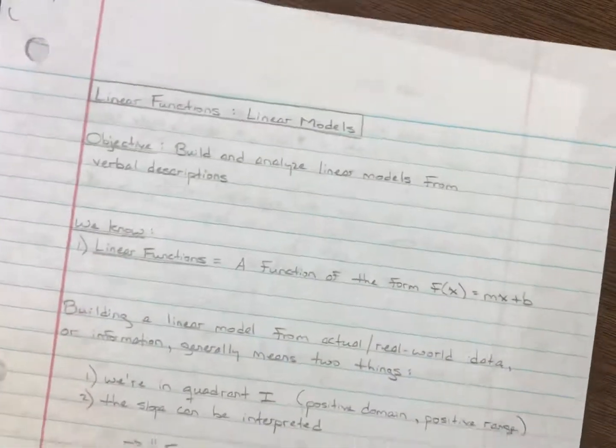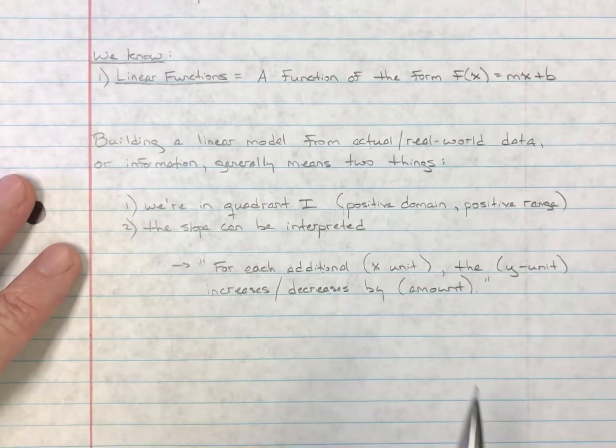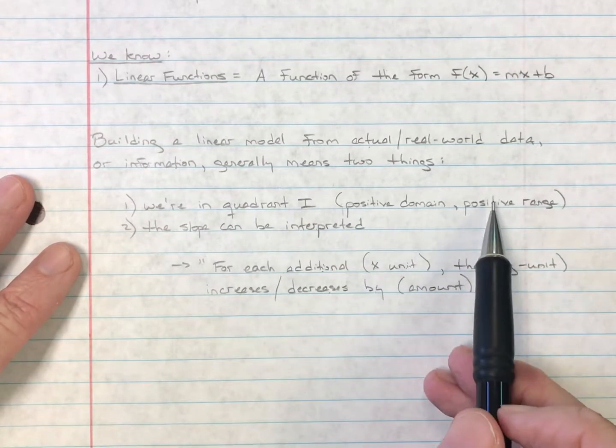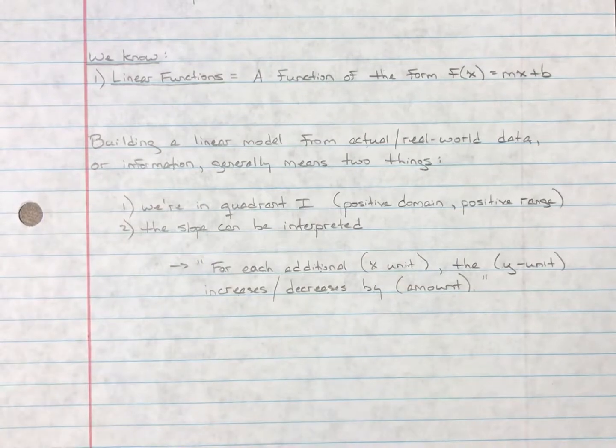Okay, so there you have it. Using some linear functions to model some situations. Again, keep in mind, we're always in the positive quadrant, and that the slope has meaning in these real-world situations.